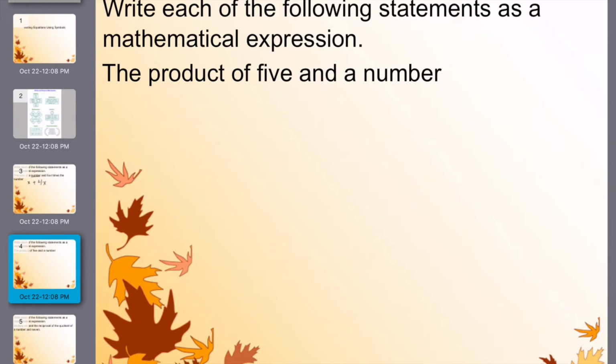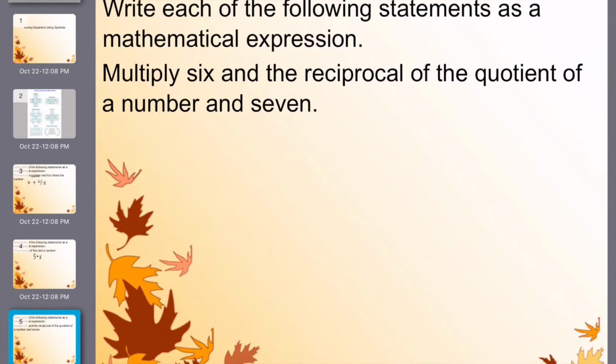The product. I know that there's going to be multiplication because it's a product of 5 and a number. Remember, whenever a number is not really given to me as an actual number, they want a variable. So this is 5 times x, for example. Let me rewrite that one. 5 times x. Let's try our next one.